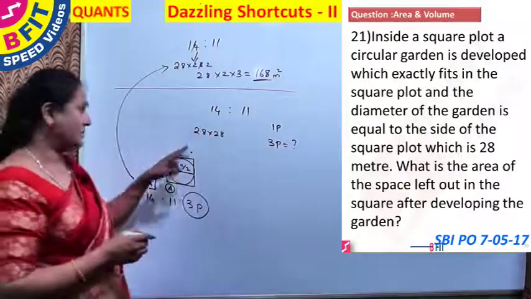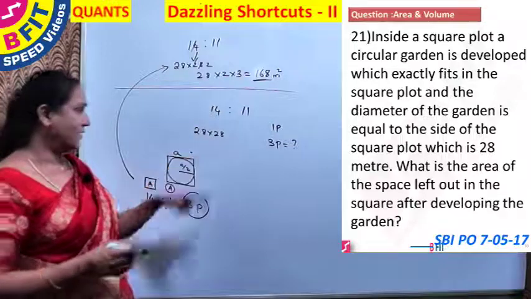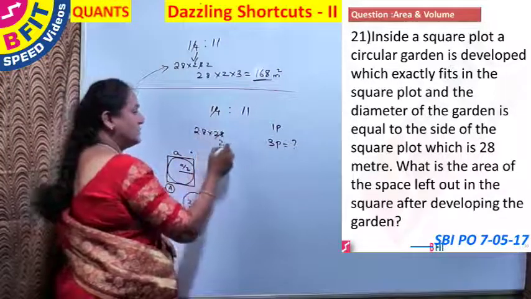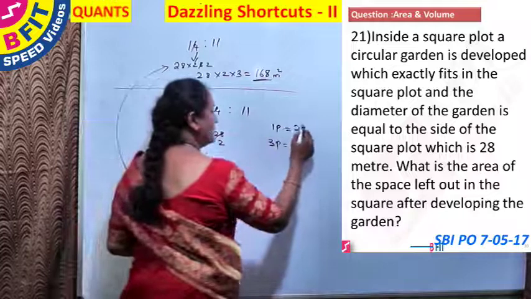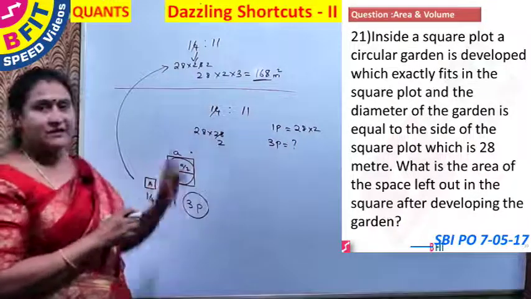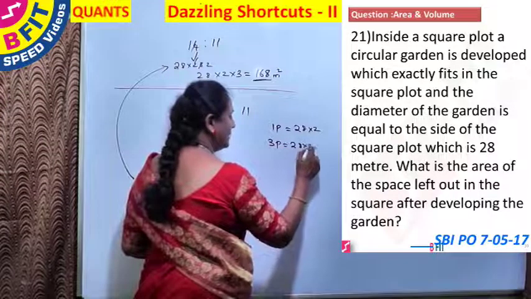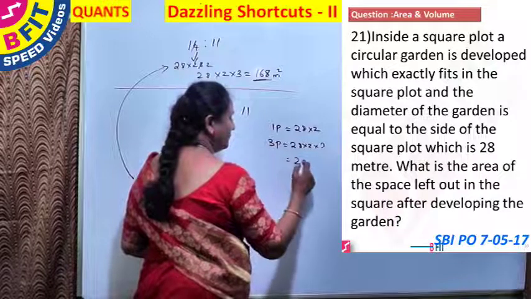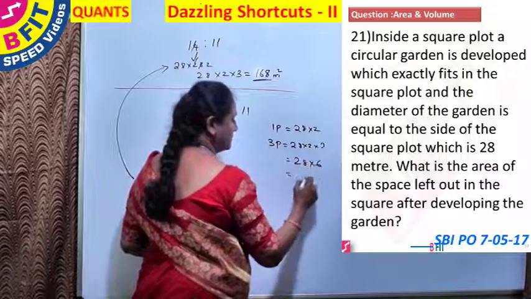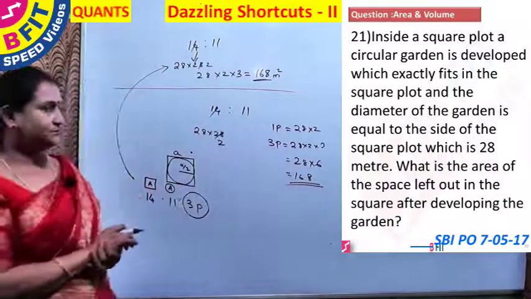So to find this one part value, 14 parts is 28. So dividing this by 2, one part is 28 into 2, 56. So in between area is 3 parts. So multiplying this with 3, 28 into 2 into 3, 168. So 168 is the answer.